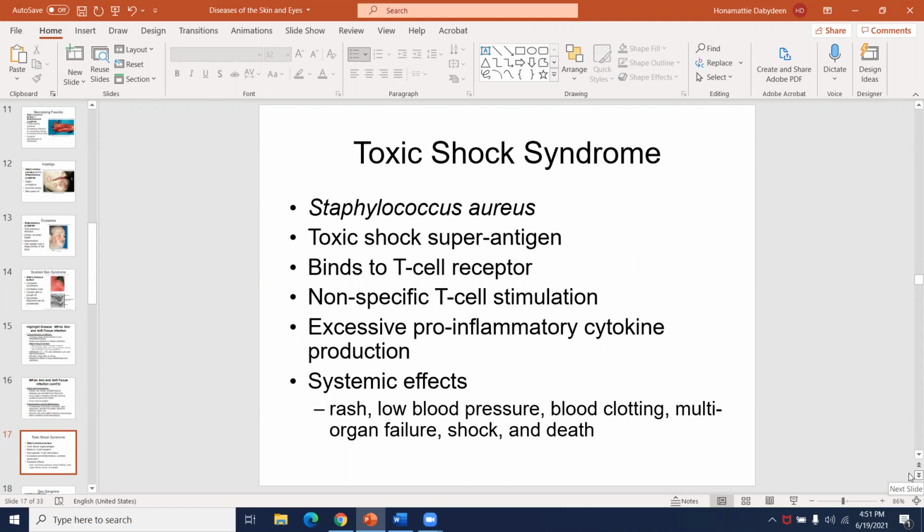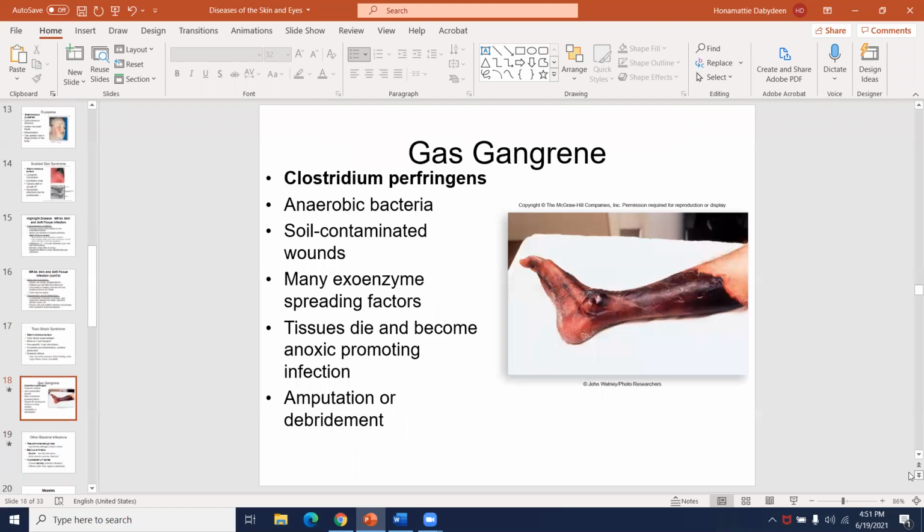If you remember, toxic shock syndrome was something that was very prominent maybe 10, 15 years ago. And it was attributed to using tampons, I think, contaminated tampons. So women were getting contaminated with this organism.